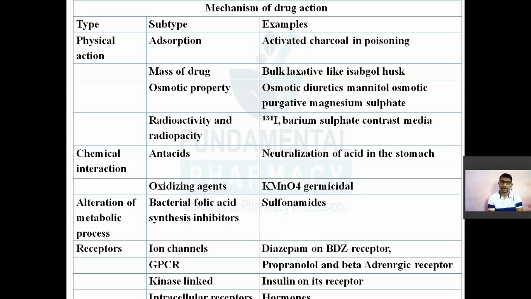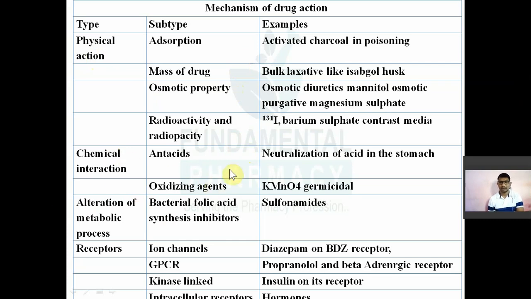Again, the radioactivity of the compound. So most of the radioactive compounds are used as a diagnostic agent. For example, iodine 131, barium sulfate, contrast media. So they are not drugs, but they are diagnostic agents. So they are also useful because of their radioactivity. So this is how physically drug may act. Drug may act by its adsorption property, by increasing the mass, by osmotic property or radioactive property.